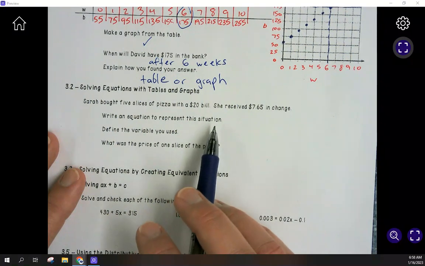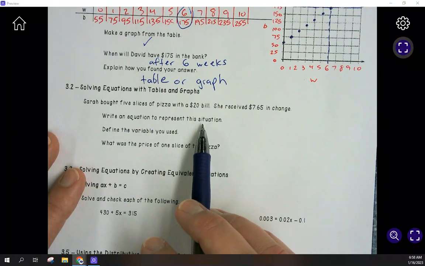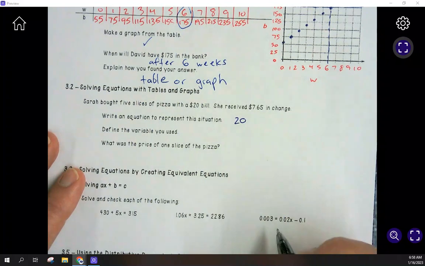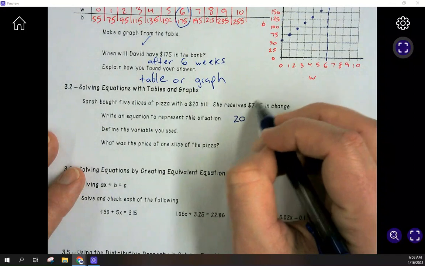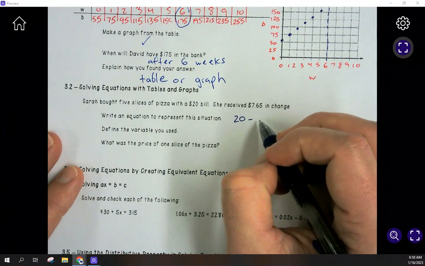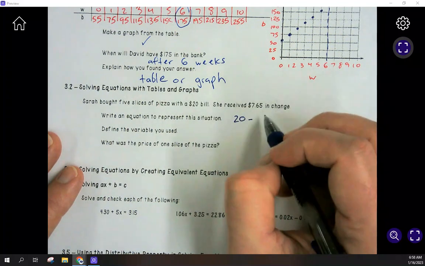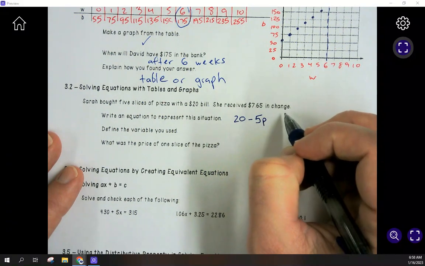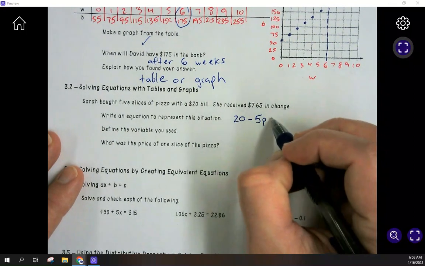There's lots of different ways that you can actually write this same equation. So let's show a couple of them. So first of all, I like to think of it as you started with $20 and you spent money. So your $20 is going down, right? We're going to end up at $7.65. So we're taking a certain amount of money off, and that's going to be represented with a variable, but there's 5 slices. So we want to know how much each slice is worth based on this. So we're going to do 5p for pizza. I don't like to use s because it looks like a 5.